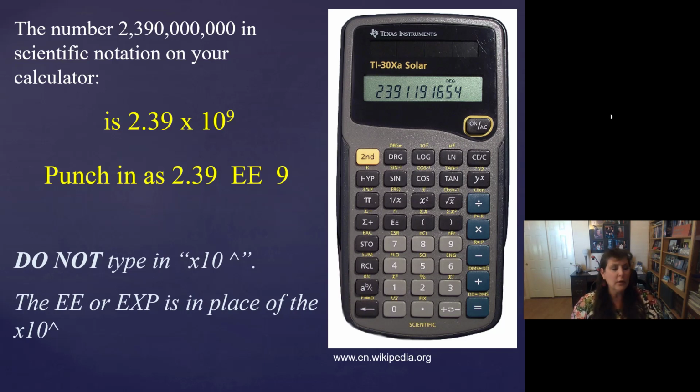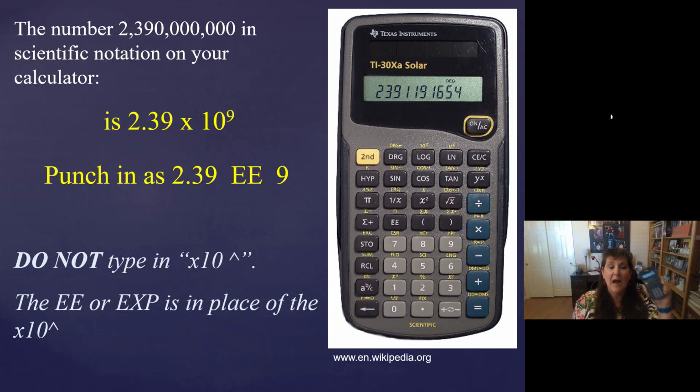2.39. Then you're looking for the EE button. Do you see it on my example up there? The EE button, it's right above the 7. That means times 10 to the. Don't hit times 10 to the. Use the shortcut EE button. So EE, then just hit 9. And now you have 2.39 with a little bitty 9 in the corner. Awesome.